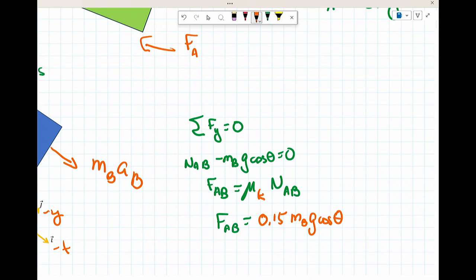So in terms of everything that I have done before, I still have NAB, which is equal to MBG cos theta. From that, I have my friction A to B, which is on my diagram. But I know that instead of using mu sub s, I'm going to use mu sub k. Mu sub k is given to you as 0.15. And it's MBG cos theta.